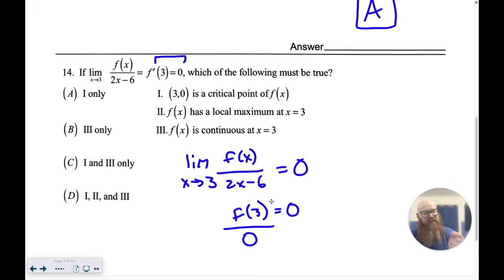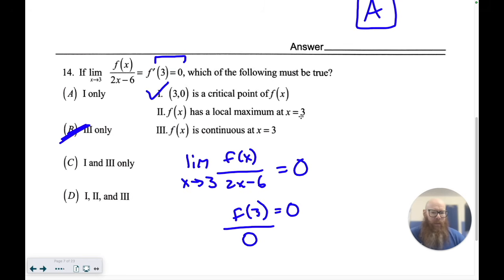Because if you get non-zero over 0, you would have a vertical asymptote, and you would therefore have an answer of either infinity or negative infinity or does not exist, and not get a numerical value like 0. So f of 3 also has to be 0. So it is a critical point. F prime of 3 is 0, and the output of 3 is also 0. So 1 is true.